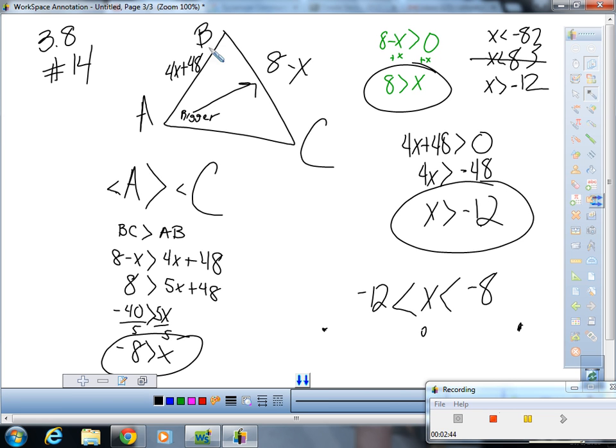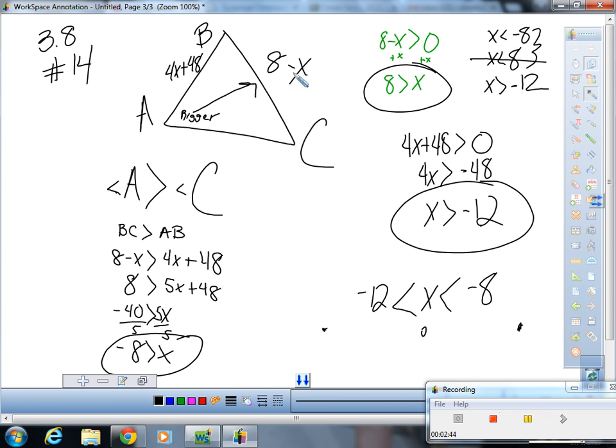Okay? Let's test 0. That's an easy one to test. If you put in a 0, you get an 8 here. You get a 48 here. That seems like that would work. But that doesn't work. Why doesn't it work? Excellent, Zach. We need BC to be bigger. So 0 doesn't work for x.